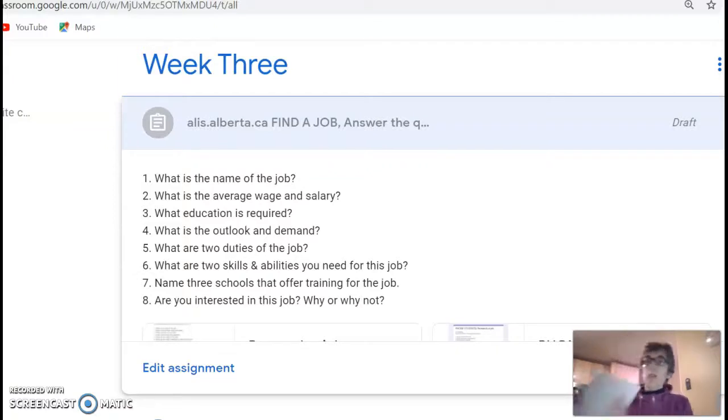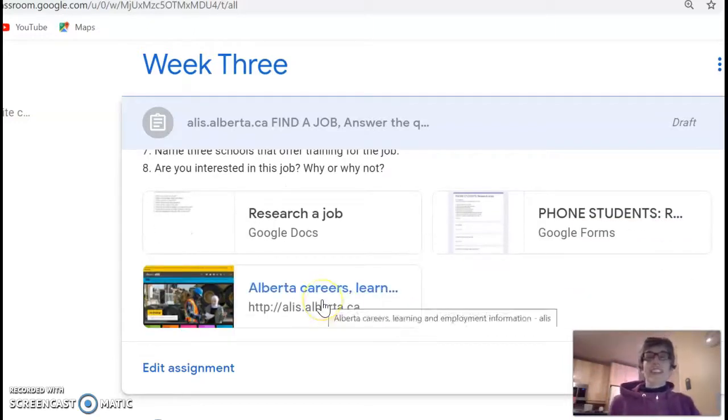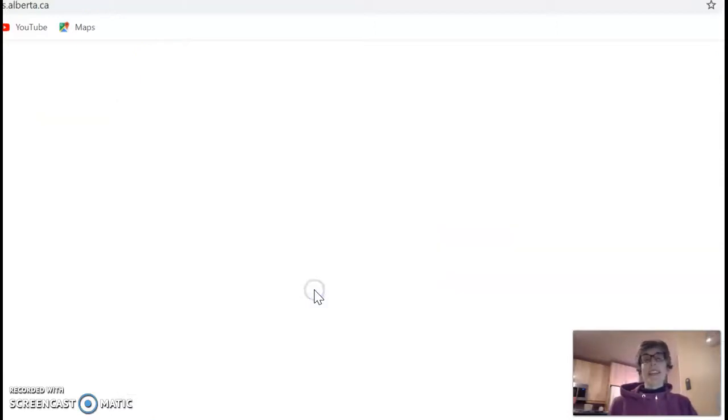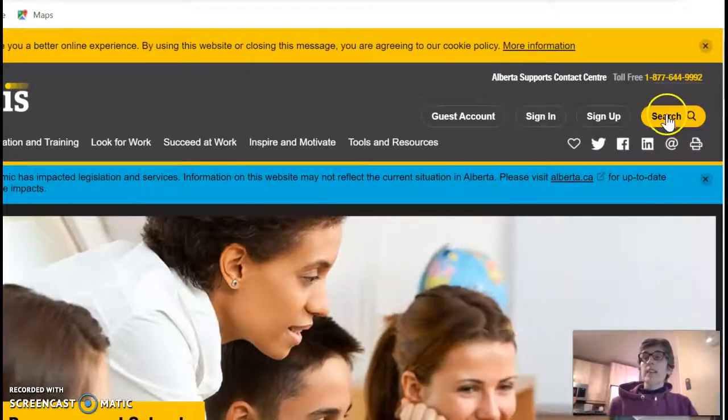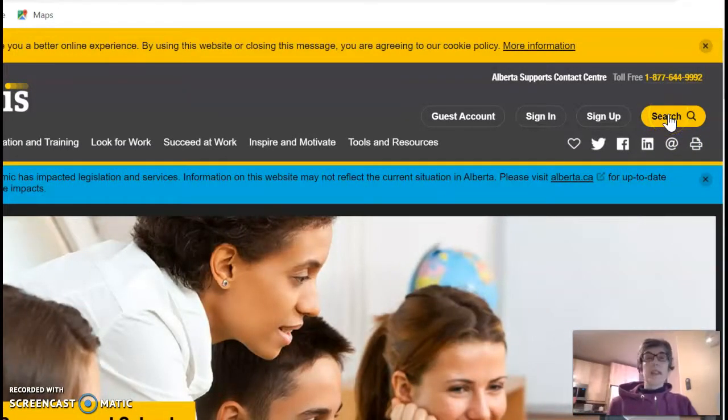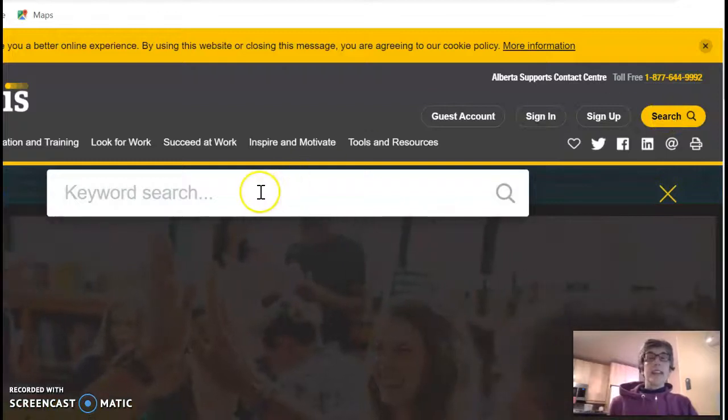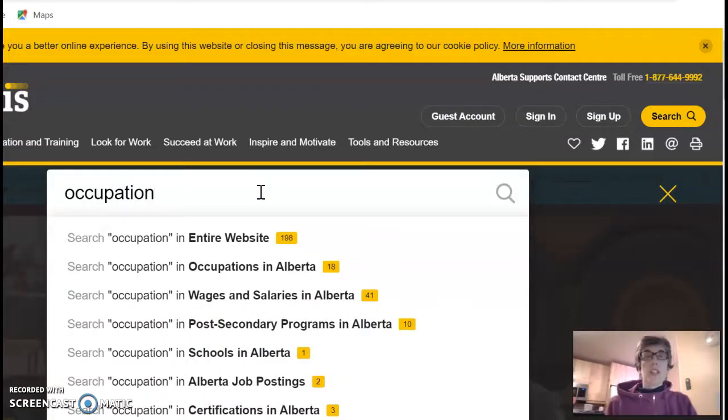And so I'm getting out my notebook, and I see that one of the jobs that was suggested was unit clerk. Apparently I'll be a good unit clerk. So I'm going to click on the link, alis.alberta.ca, and here I am. Now I need to go to the search bar, and it is right over here, the search bar. So let me click search, and I said you're going to type in that word occupation. And occupation is another word for jobs.